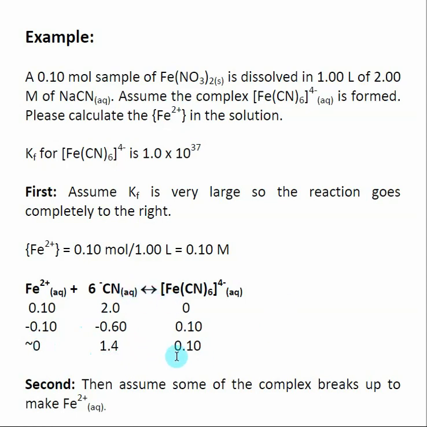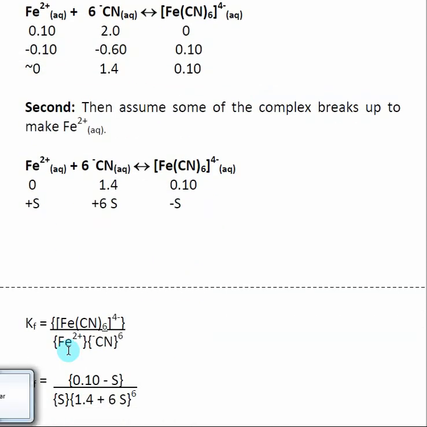So now we have to assume some of this will trickle back and form some Fe2+. So we assume that some of this complex will break back up to form Fe2+. Now we do the exact opposite. We assume some of our complex is going to break up. In this case, we're going to call it S.